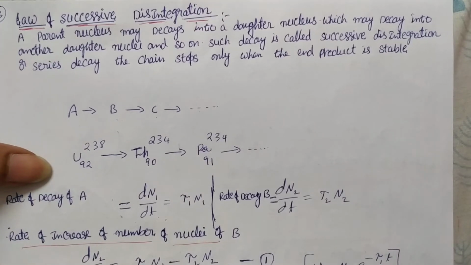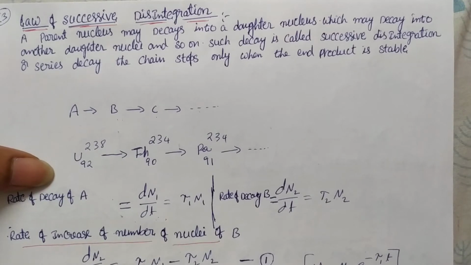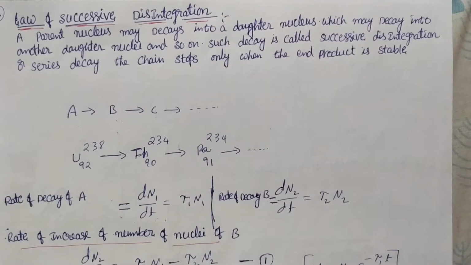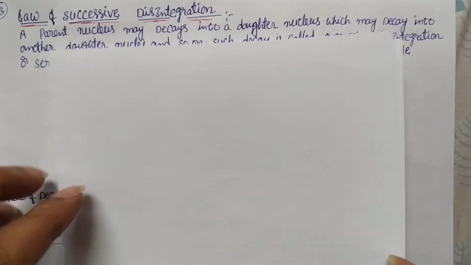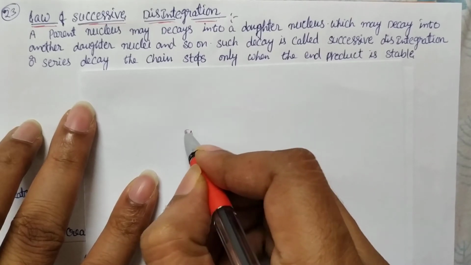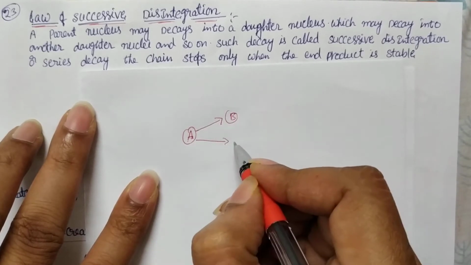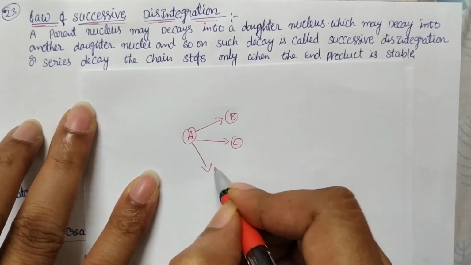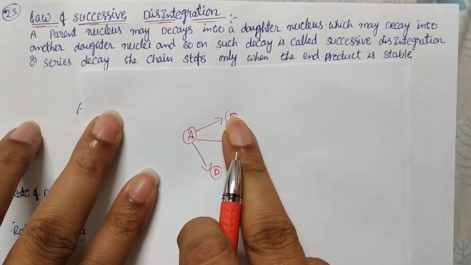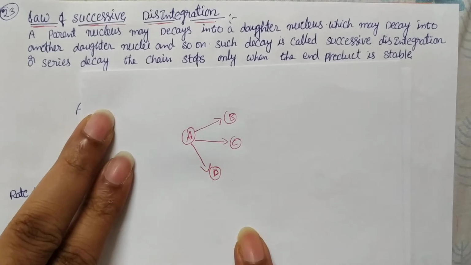Now we'll see about the law of successive disintegration. What is successive disintegration? We have successive disintegration and parallel disintegration. What is the difference between parallel and successive disintegration? Suppose you take parallel disintegration: material A is simultaneously converted into nuclei B, nuclei C, nuclei D, like that, through different independent paths. The nuclei of A are converted into B nuclei, C nuclei and D nuclei. This is what you call parallel disintegration.